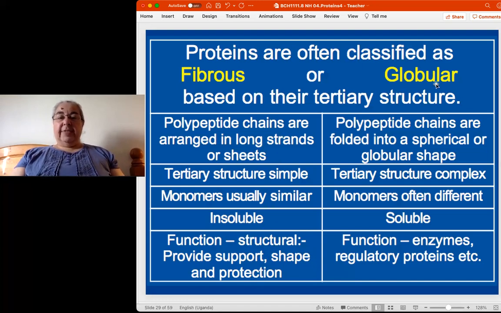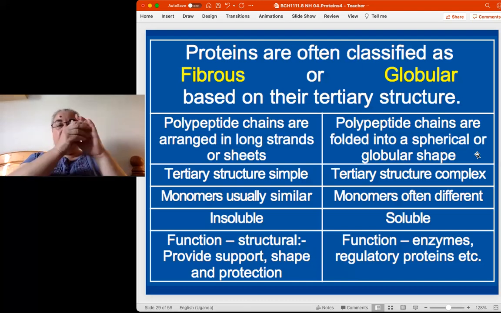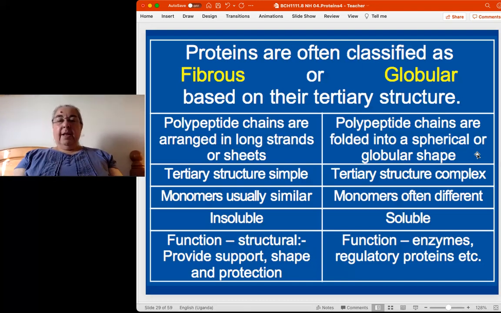Okay, so the other classification of proteins as globular proteins is slightly different. So here, the polypeptide chains are folded into a spherical or globular shape. They're round rather than long and thin. The tertiary structure tends to be complex, and the monomers are often, not always, but often different. And they are soluble. They are able to be dissolved in water.